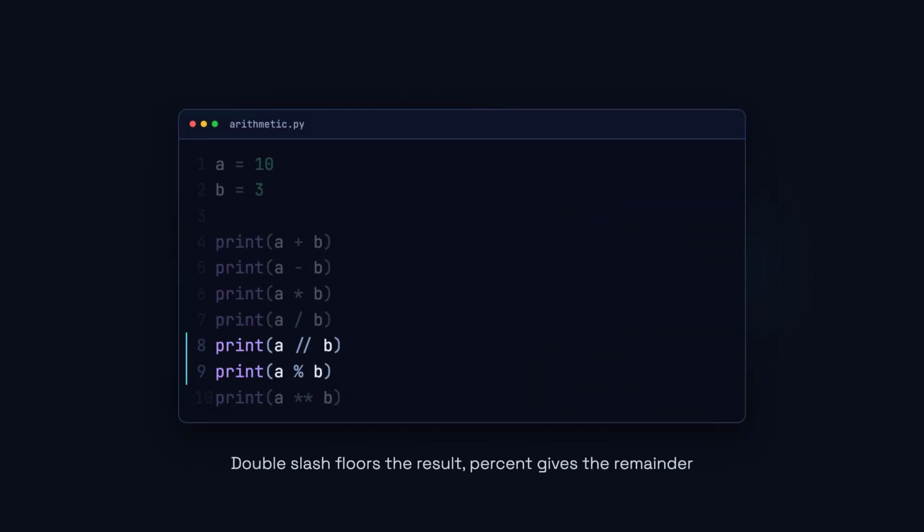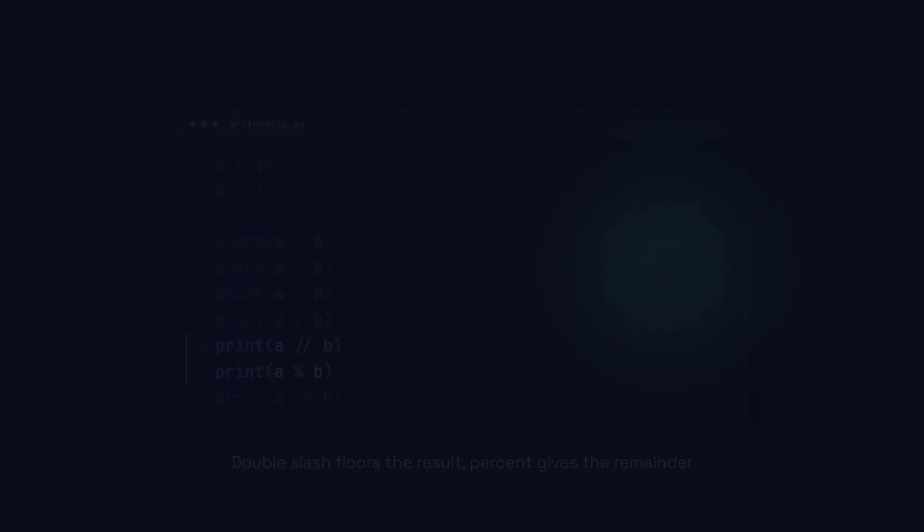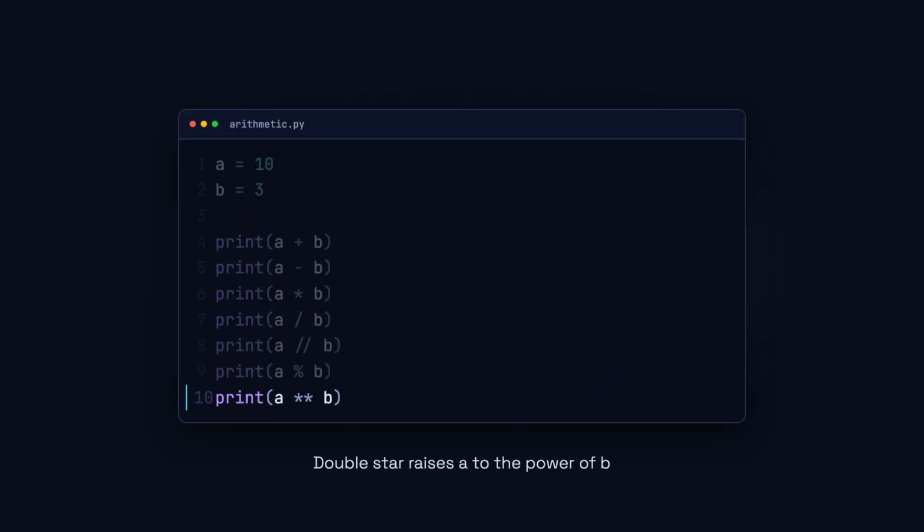Double slash is floor division. It rounds the result down to the nearest whole number. The percent sign is the modulo operator, and it gives you what is left over after the division. Finally, 2 stars together mean exponentiation. 10 to the power of 3 is 10 times 10 times 10, which equals 1000.